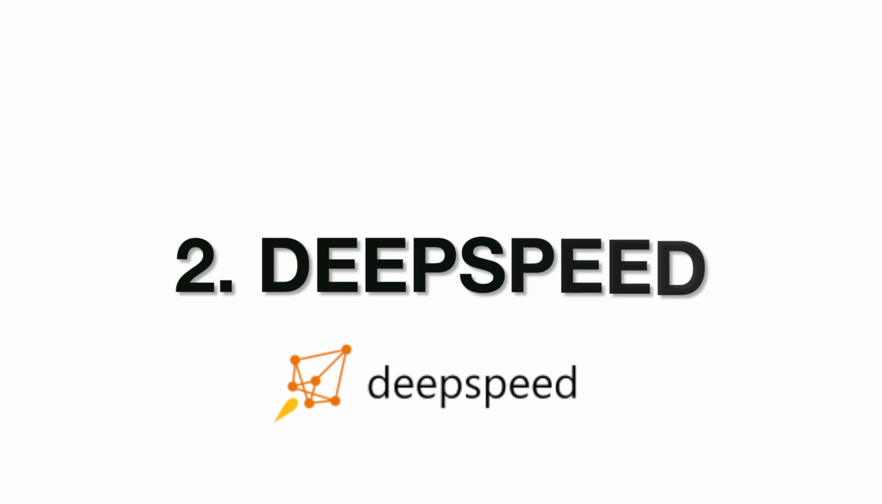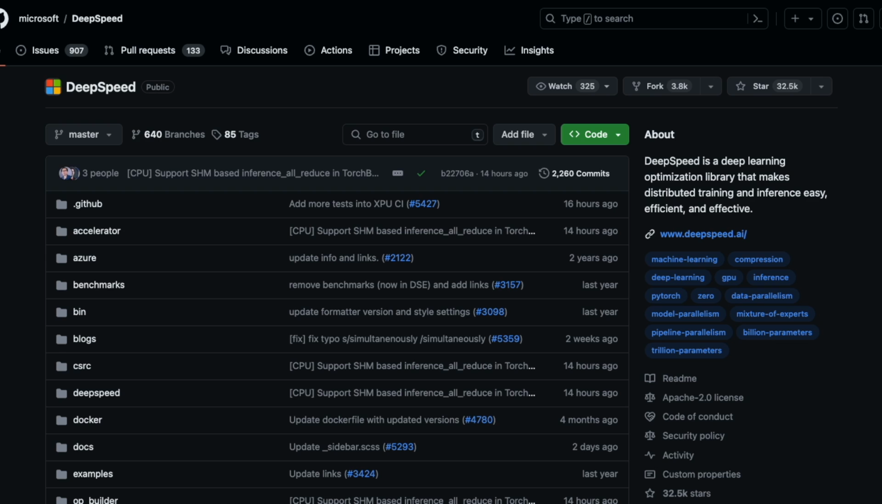The second one in our list is DeepSpeed. DeepSpeed is an optimization library that simplifies distributed training and inference, making it easier and more efficient to work with large models and datasets. DeepSpeed empowers ChatGPT-like model training with a single click, offering a 50 times speed up over SOTA RLHF systems, with cost reduction at all scales.